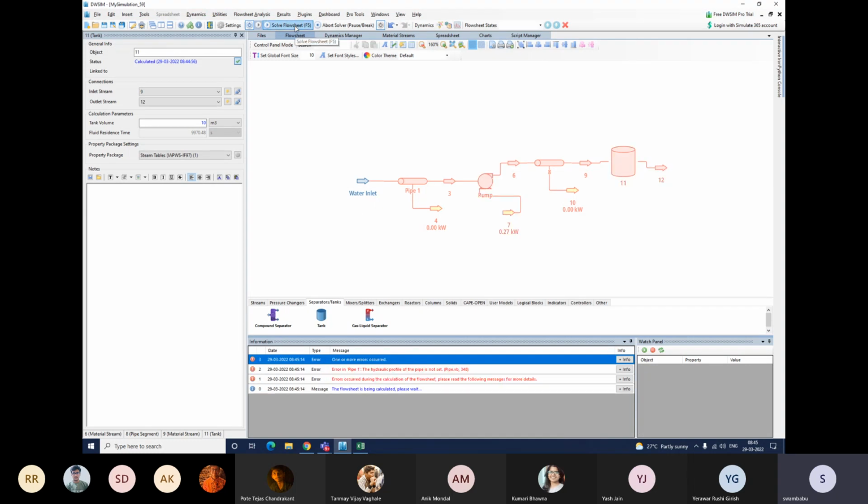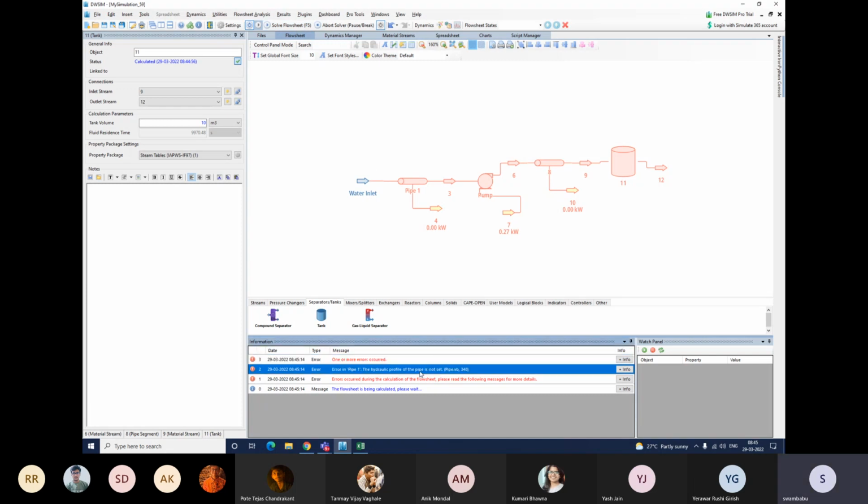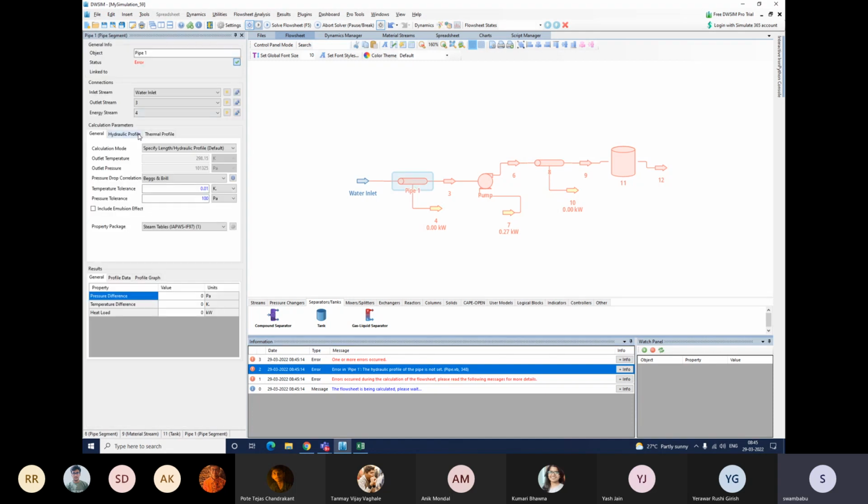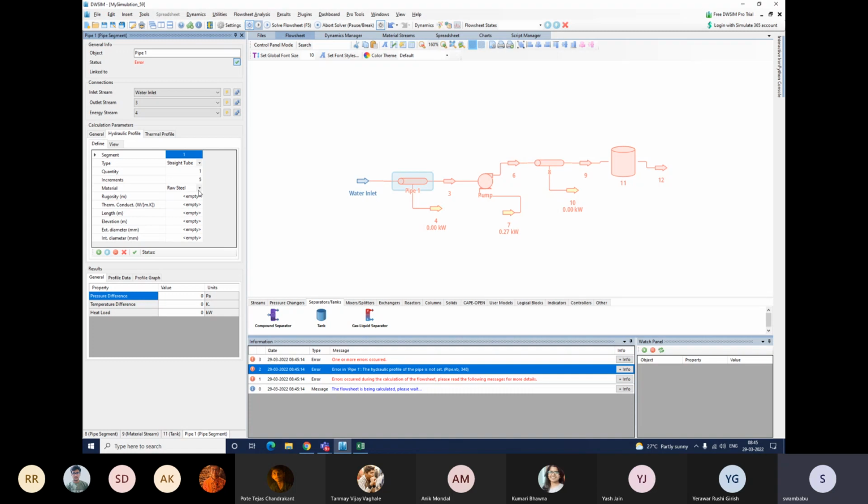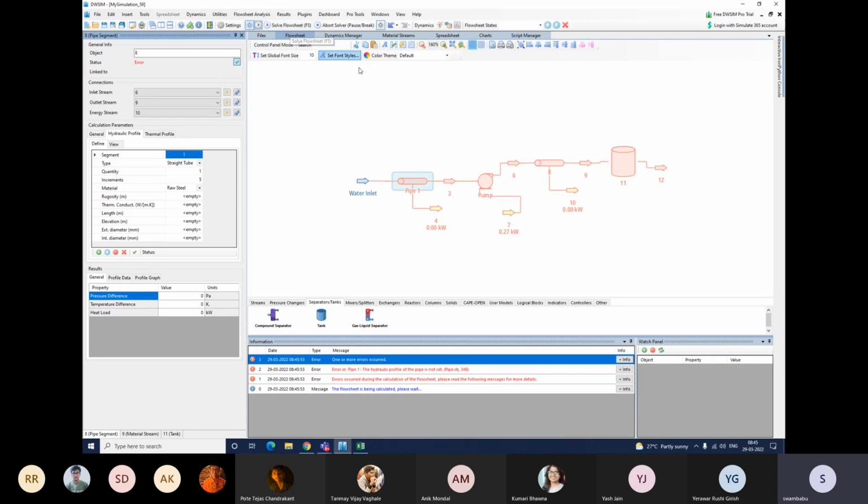If I solve the flow sheet, sometimes it can give an error, sometimes it may not. So we have to see. For pipe 1, the hydraulic profile is not set. So we have to select carbon steel and length. Initial length is 1 meter, elevation is 0, and external diameter is 2-inch. So we have defined this. Now let's solve the flow sheet.